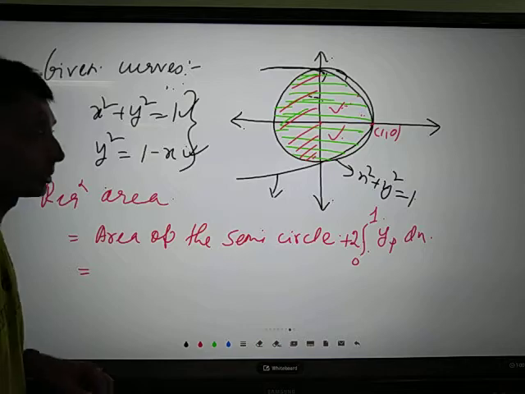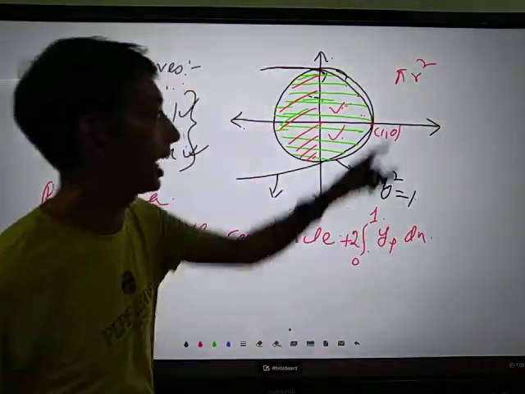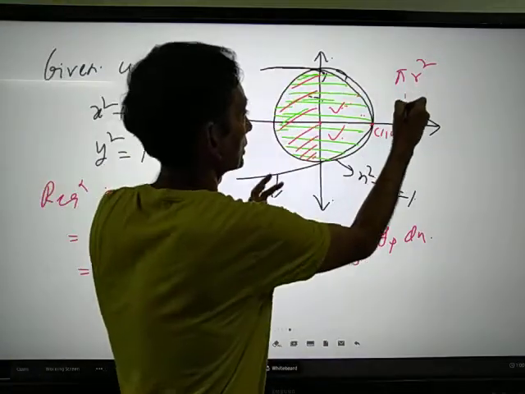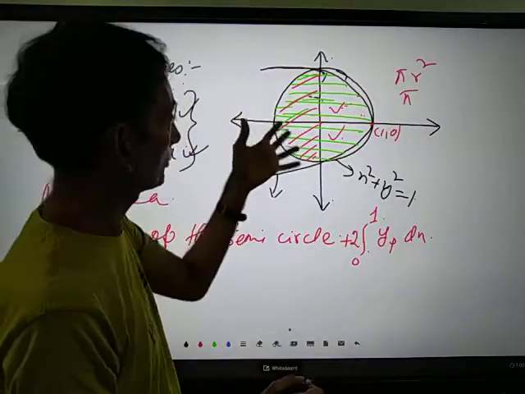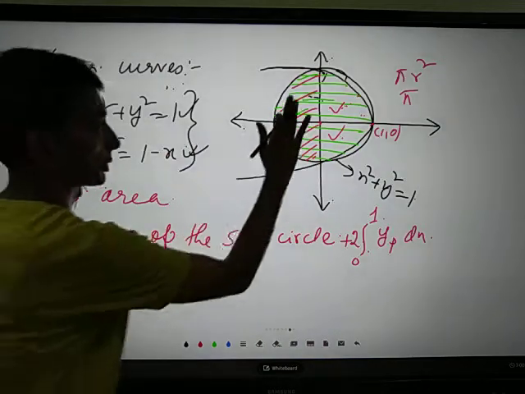Now what is the area of the semicircle? The area of the circle is pi r square, right? Here r equal to 1. This means the area of this whole circle is pi. The area of the half circle, that is semicircle, will be pi by 2. So you got this portion. This is pi by 2.